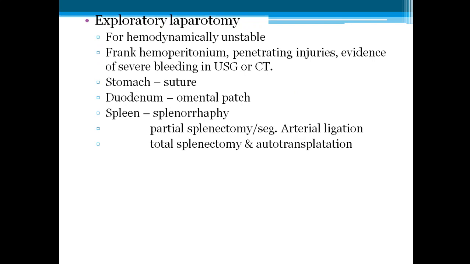When will you go for exploratory laparotomy? If the patient is hemodynamically unstable, if the patient has a positive DPL in an unstable patient, or after imaging investigation you see there is frank hemoperitoneum, penetrating injury, evidence of severe bleeding, you may go for a laparotomy. For example, grade 4-5 splenic and liver injuries. We will come to organ specific management in detail later. Sometimes you may have to go for a splenorrhaphy, a partial splenectomy, an arterial ligation, or even a total splenectomy. Stomach, you may have to go for suturing if there is a penetrating injury. A duodenum, you may need an omental patch.